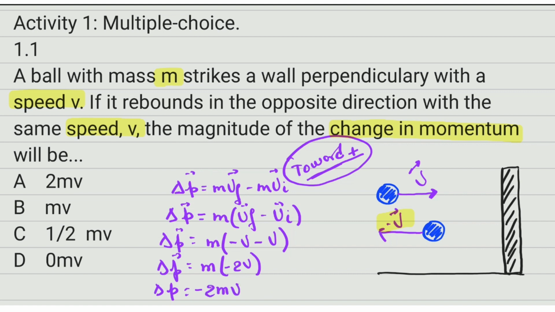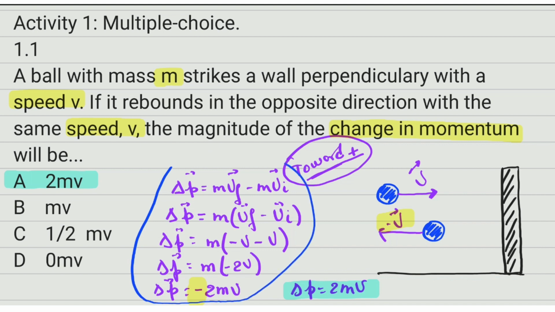The minus here only means direction. So the actual final answer they want is the magnitude, which is change in momentum equal to 2mv. So, my lovely people, the correct answer will be A. So that is how you solve this first multiple choice. Please, you do have to solve it. You cannot guess. Multiple choice are never guess questions, okay? It's questions most of the time to be solved. So that was the first one.